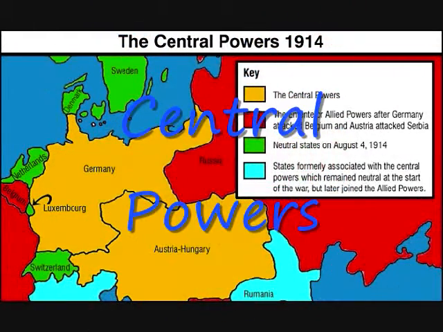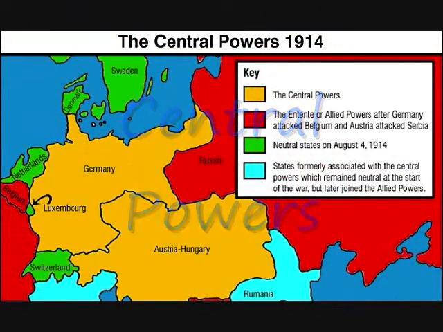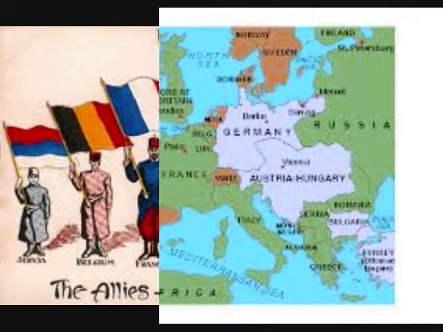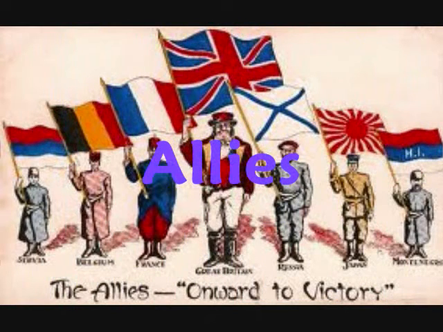The Central Powers were Germany, Austria-Hungary, Bulgaria, and the Ottoman Empire. The Allied powers were Great Britain, France, Russia, Italy, Portugal, Belgium, Siberia, Greece, Romania, African countries, and the U.S.